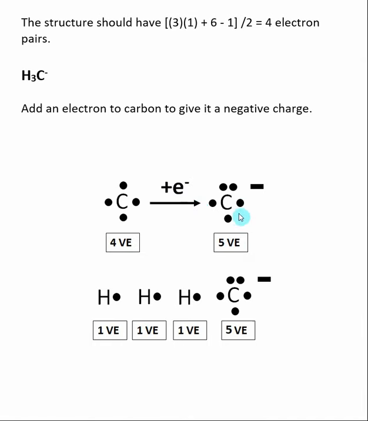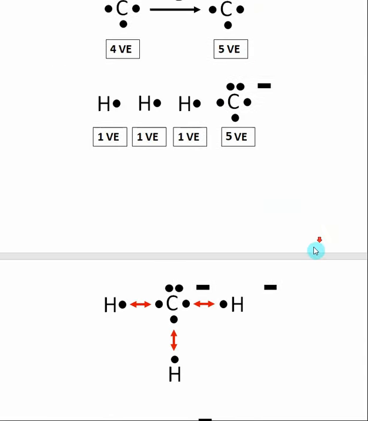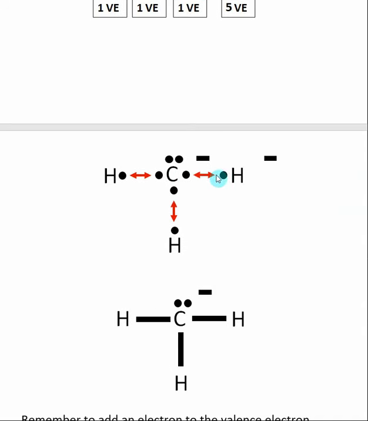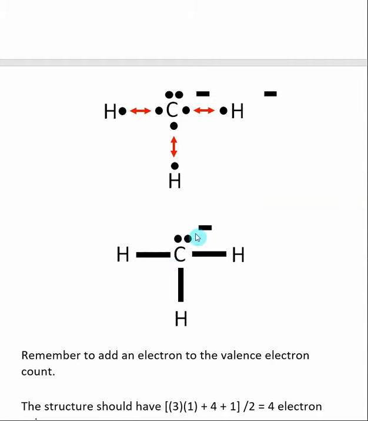Once we assign a charge to our individual atom, so we have a negative charge on our carbon now after we've added an electron, we combine with the rest of the elements. So here we have other hydrogens, each with 1 valence electron, each with 1 unpaired electron. We get rid of the unpaired electrons by connecting them to form bonds. We remember to indicate that this carbon has a negative charge.